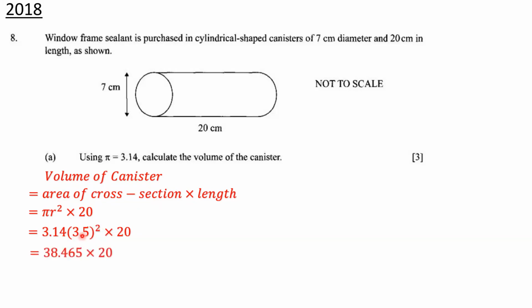And then we square 3.5. So 3.5 squared, and we multiply it by 3.14. And we multiply our answer, 38.465, by 20 to get 769.3 centimeters cubed. It's important to note that it's centimeters cubed because the area is centimeters squared multiplied by the length, which is in centimeters. So centimeters squared multiplied by centimeters is going to give us centimeters cubed. So volume is always units cubed. Area is always units squared.